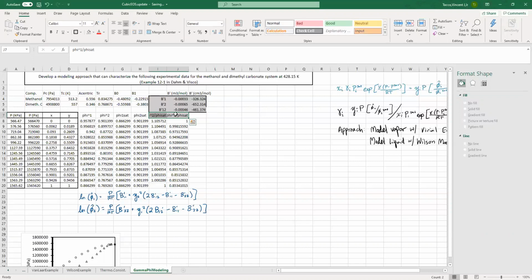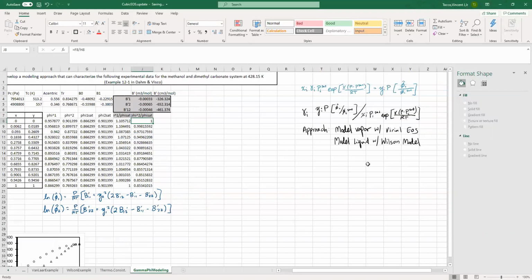And what I'm doing now with these, oops, I did the wrong one. This is phi 1, this is phi 2. What I'm doing now is what I suggested to you, that this equation is very large, so I'm breaking it up into chunks as much as possible. So when I calculate what my gammas are, now instead of phi hat over phi sat, I'm just going to use this one cell as opposed to plugging everything in one big expression. That's going to make things a little bit easier.